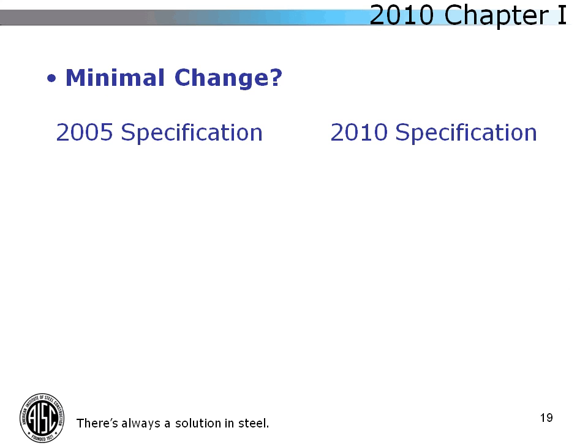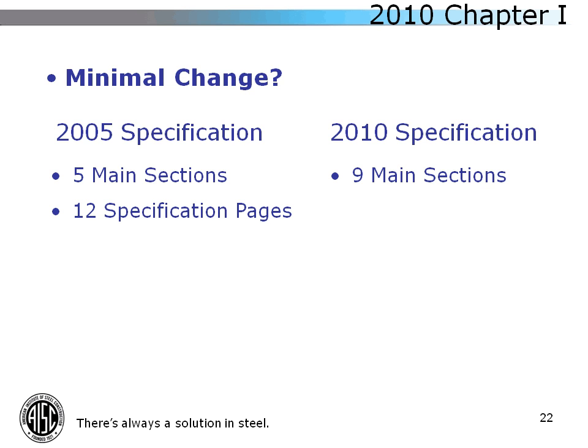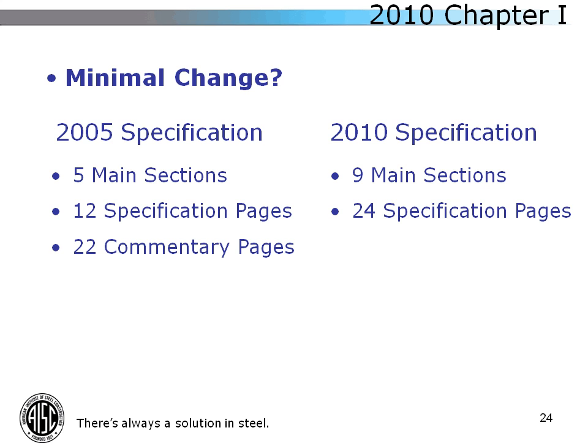So in 2005, there were 5 main sections to Chapter I, and in 2010, there were 9. In 2005, we had 12 specification pages. 2010, not so good. Doubled it, 24 specification pages. So in order to explain why the number of specification pages went from 12 to 24, it makes sense that the number of commentary pages also had to increase, in this case from 22 up to 39.